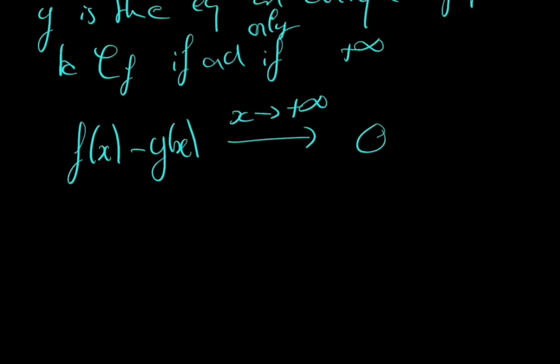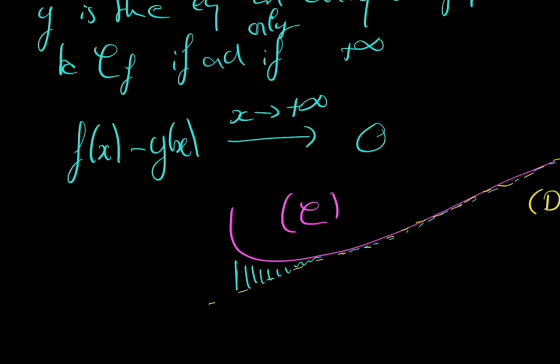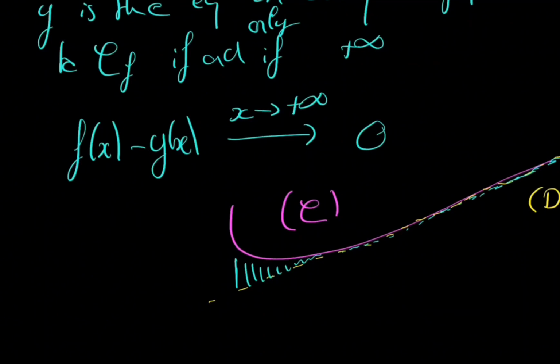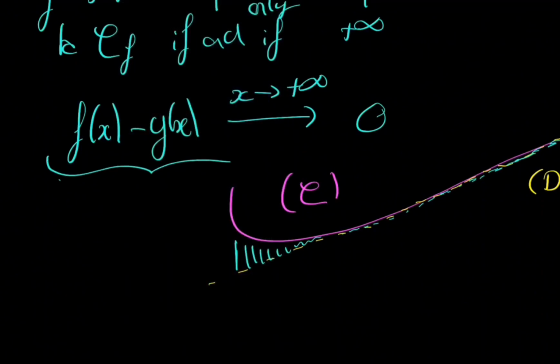What does it mean? It means that if we have our function, our curve C of the function, and our asymptote here, let's call it D, we will have this thing that goes to 0 when x tends to plus infinity. So we have something which has the behavior of a regular line in plus infinity. This is the thing to understand. So let's try to see if it works.